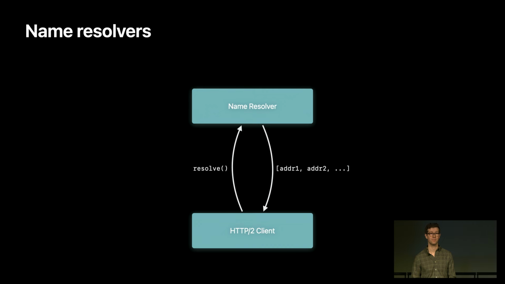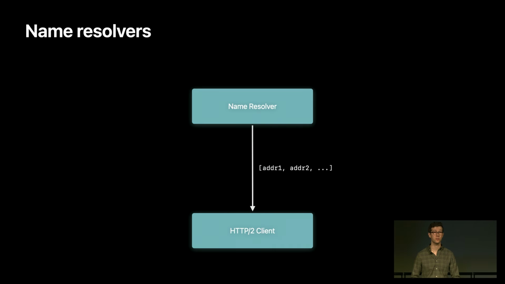Resolvers can be pull-based, like the DNS resolver, where the client asks the resolver for a new address list. And they can also be push-based, where the resolver tells the client when that address list changes. The client dynamically adapts to these changes, opening and closing connections as and when necessary. And this helps support client-side load balancing.